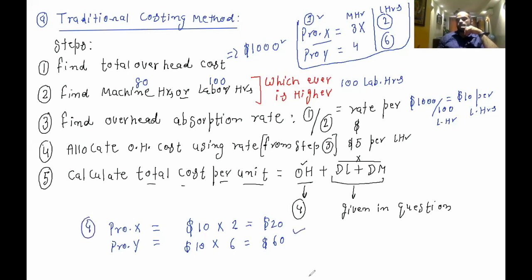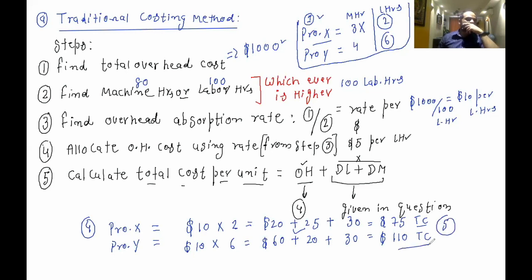If step 5, you have material cost, let's say the material cost for product X is 25 and labor cost, let's say $30. Here, 20 plus 25 plus 30 makes 75. So 75 is the total cost for product X. And here, 60 plus 50 makes 110. So $110 is the total cost for product Y. This is your step five. That's your traditional costing method. All right, is that okay? Any questions regarding traditional costing?